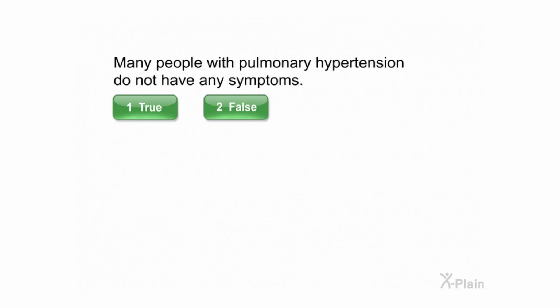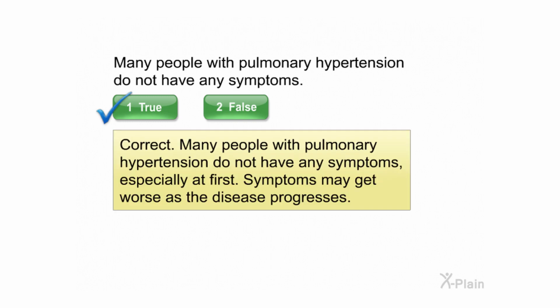Many people with pulmonary hypertension do not have any symptoms. Select true or false. Correct. Many people with pulmonary hypertension do not have any symptoms, especially at first. Symptoms may get worse as the disease progresses.